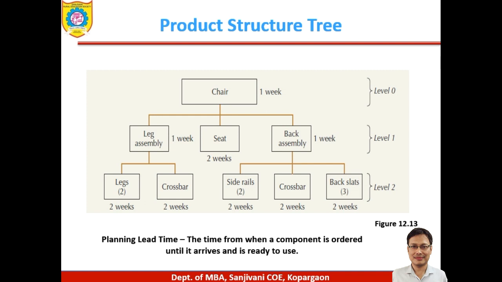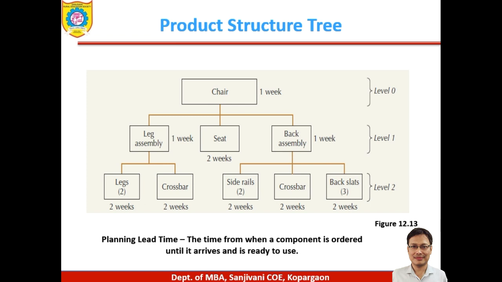So let's move to the next sub-assembly, which is back assembly. And we were able to break down back assembly into further three components. That is the side rails, crossbar, and the back slats. So two side rails are required, one crossbar, and three back slats are required to assemble one back assembly. And beyond this level, we are not able to break down the product further into its further compositions of smaller parts.